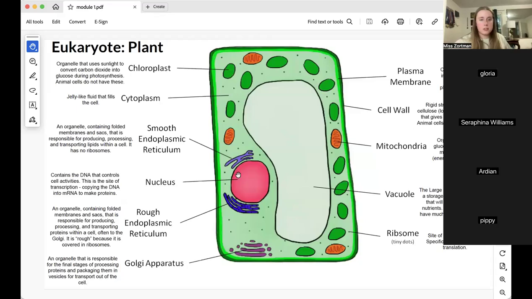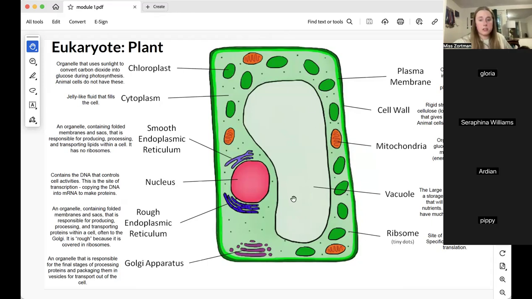Same thing for most of these with plants. The main differences you will see with plants is that they have chloroplasts, which makes sense because that is the organelle responsible for photosynthesis. They also are going to have this large central vacuole, which is going to store mostly water, but also some nutrients as well.